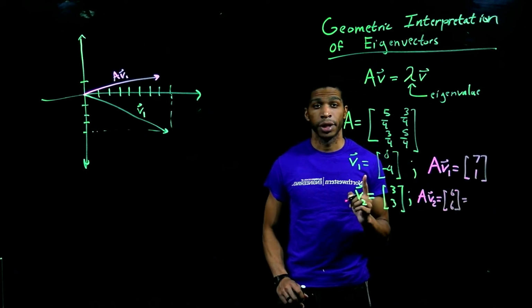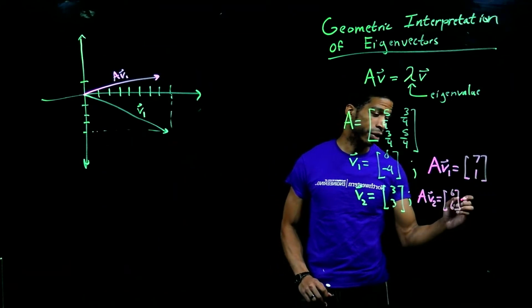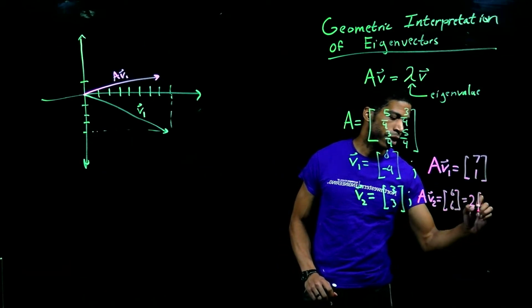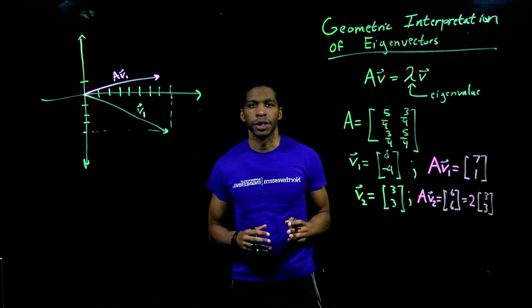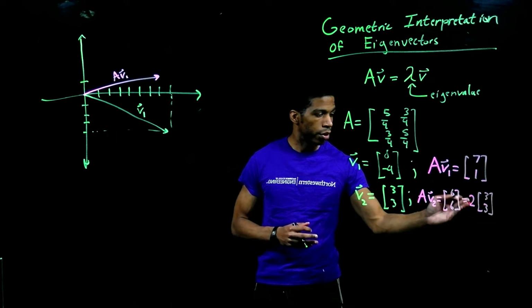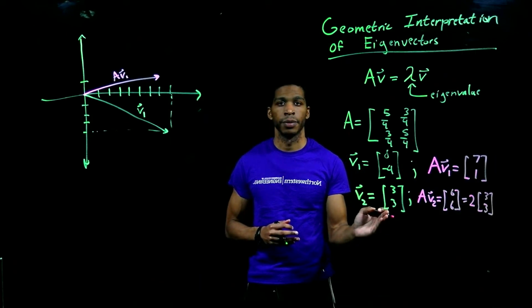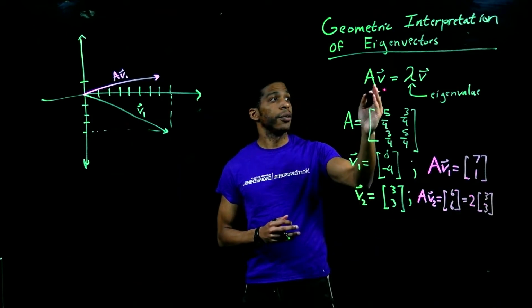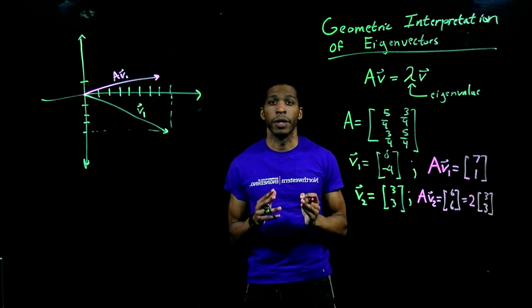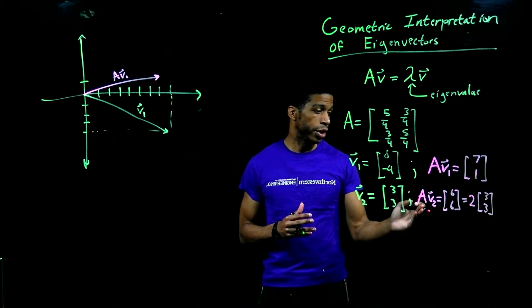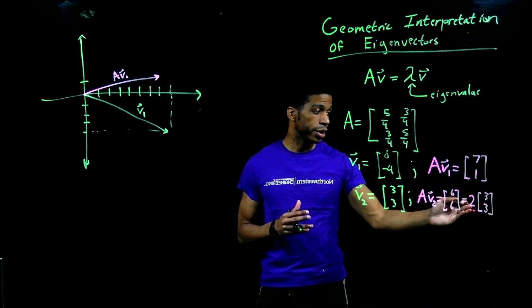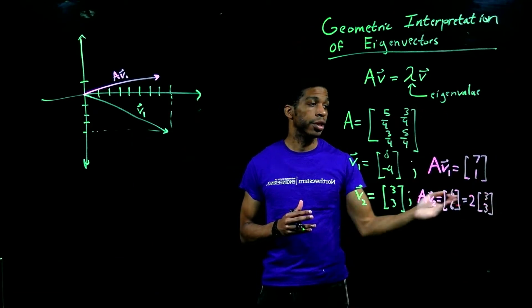You may have noticed that this vector is 2 times 3, 3, which is just 2 times V2, which correlates exactly with what it means to be an eigenvector in an algebraic sense, right? So AV2 is just a constant times V2 back.